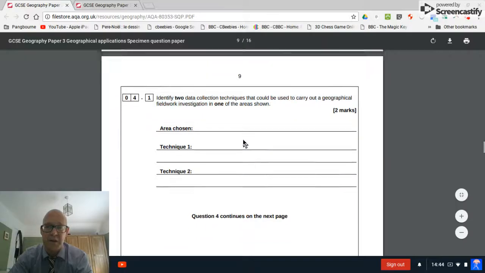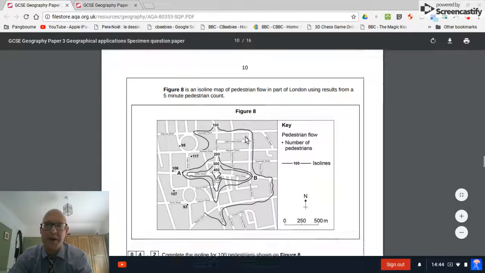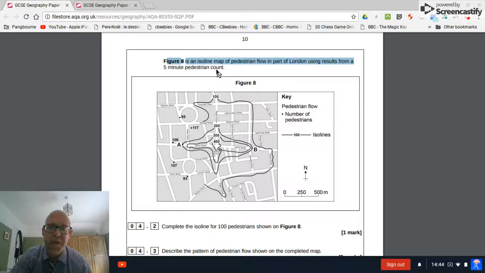The second question in the SAM, the specimen assessment material, is one about data collection and data presentation. This is an isoline pedestrian flow map for a part of London for 5-minute pedestrian counts, where the students have stood in places and counted how many people pass in 5 minutes. They've created a map which joins up places of equal number, an isoline map. Iso means equal, line, it's a line.